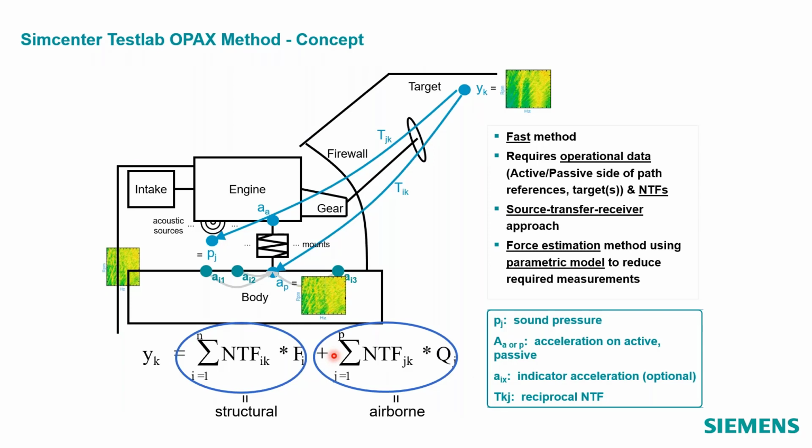OPACS is also a fast method. It requires operational data on the active and the passive sides of the mount, depending on which technique you're using, and we need the noise transfer functions. So these would be the transfer functions from all of the paths to the targets. These use FRFs, so it's still a source-transfer-receiver approach, and we're going to solve for the forces using a parametric model that I described.